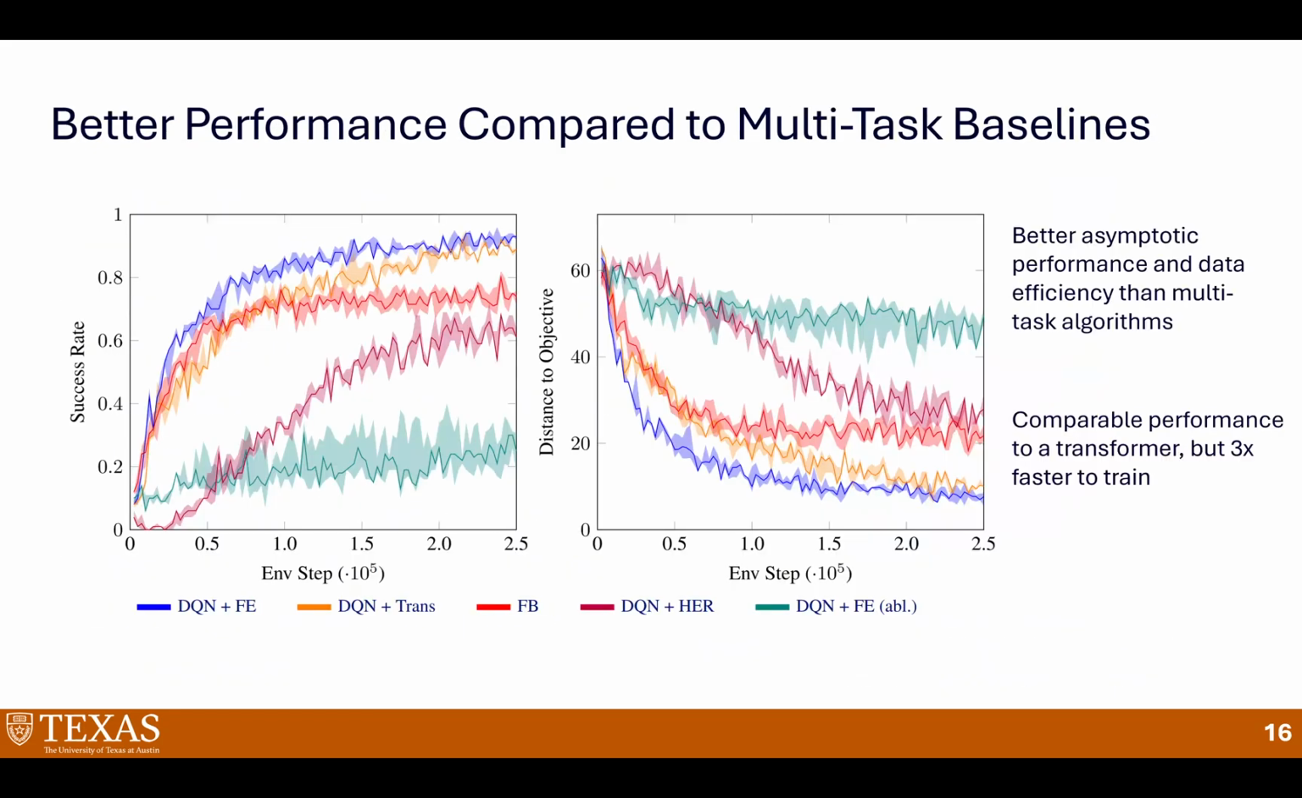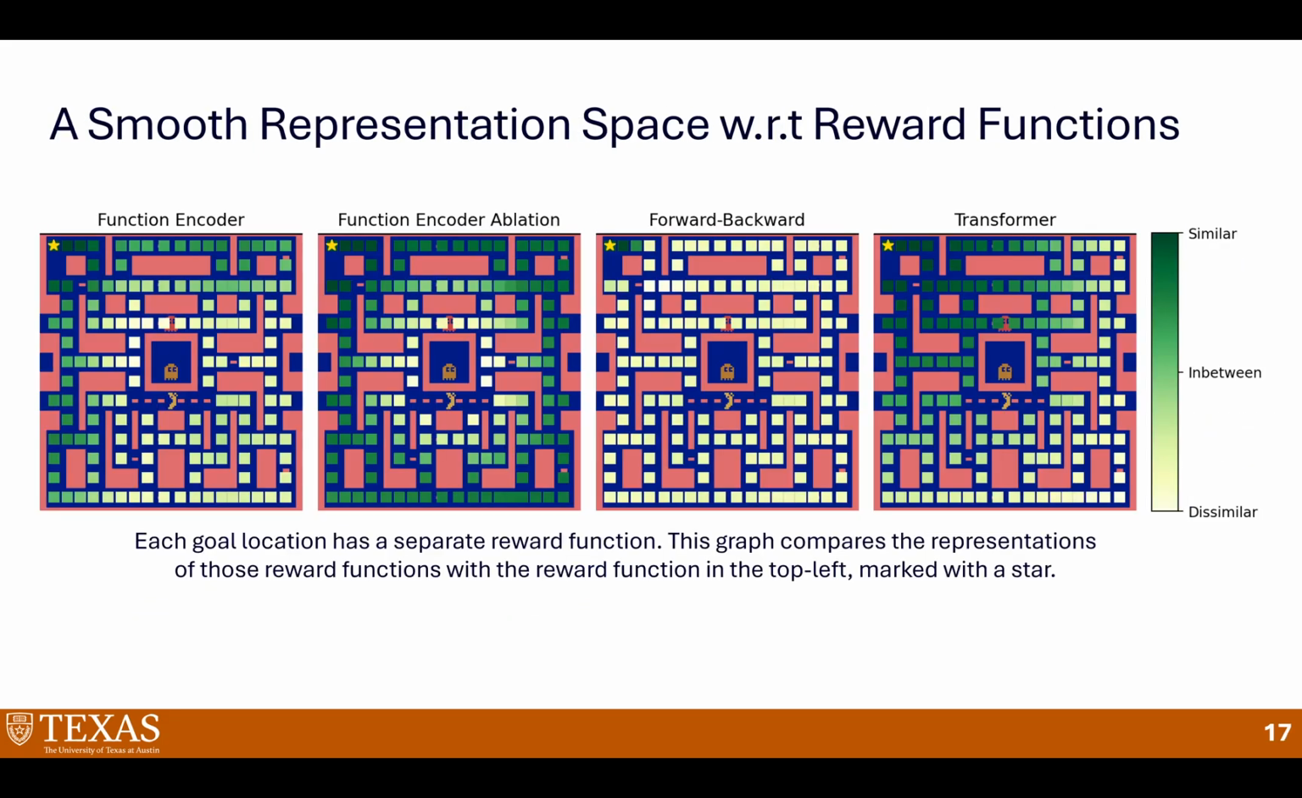And so here we can see on this Miss Pacman example that the DQN algorithm, which is simply using the function encoder task representation, is able to outperform other methods. And again, we can look at the representation space with respect to a change in reward function. And once again, we see that the function encoder has this nice smooth change in representation for different goal locations, whereas some other algorithms do not necessarily get this property. Interestingly, transformers also, in this case, happen to learn a good representation, which probably helped explain why transformers also perform quite well on this problem setting.